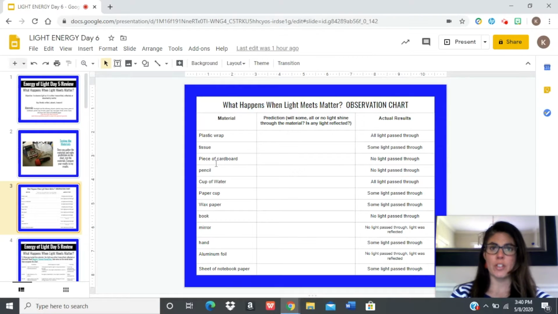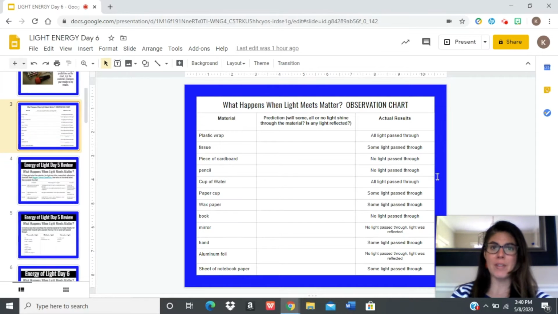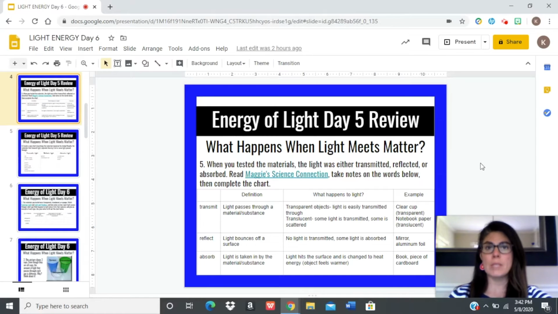Here's the observation chart where I recorded my results in the third column. How did my results compare with your results? With these materials, light was either transmitted, reflected, or absorbed. To learn about those three words, you were supposed to go to Maggie's Science Connection to take notes and fill the chart below. Here's how I completed the chart.